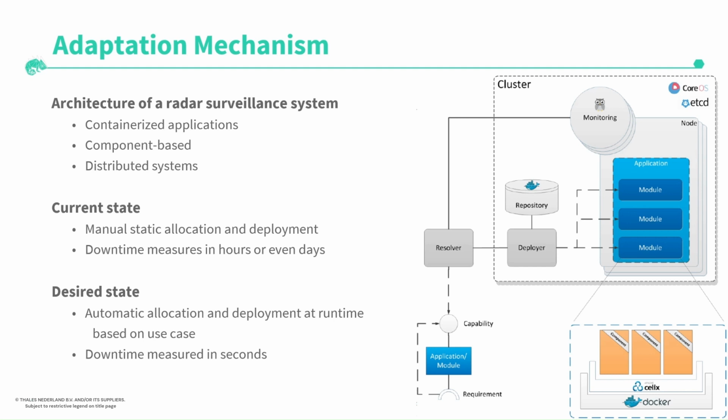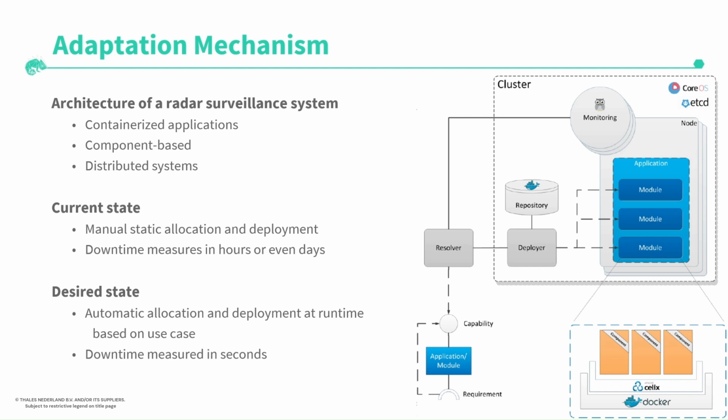At Thales, software processes are modeled as components, which are deployed in containerized applications. Multiple containers form systems which can be used to form systems of systems. This way, components and systems can be reused in different configurations. Currently, the software processes that comprise a radar surveillance system are statically allocated and deployed by hand. This poses a high risk of hardware or software failure causing significant downtime.